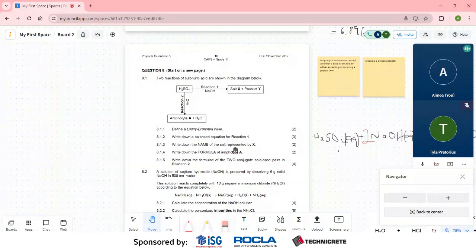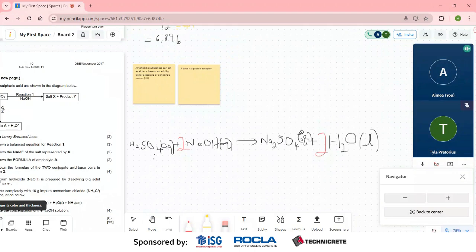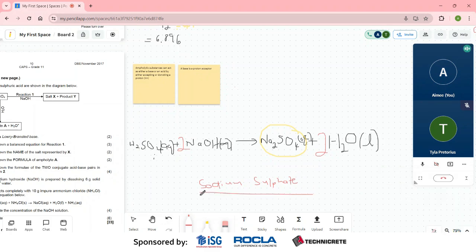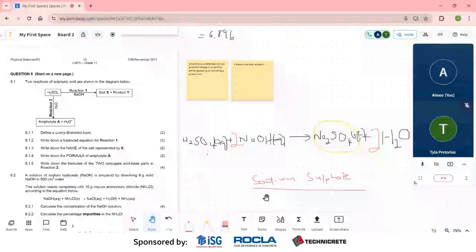8.1.3, write down the name of the salt represented by X, okay? They don't want the formula, but this is the salt. So what is the name of the salt? And the name is, because sodium and SO4 is sulfate. Sodium sulfate. That is the answer to 8.1.3. Sodium sulfate.